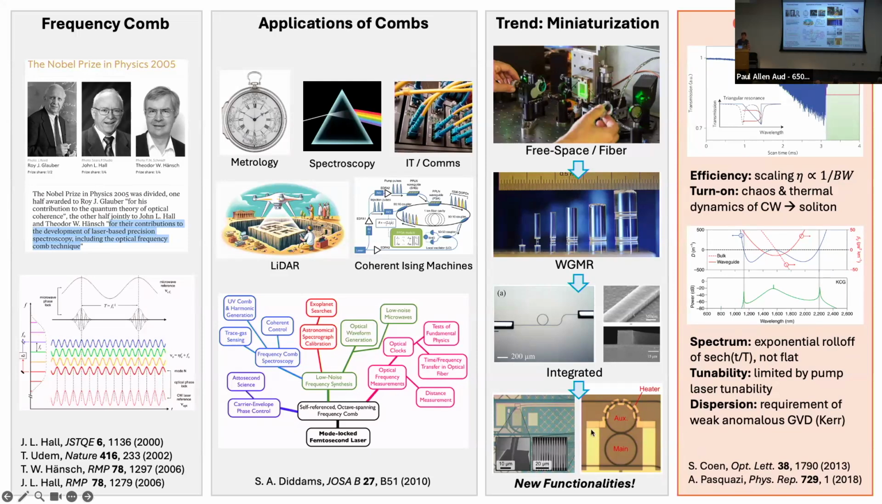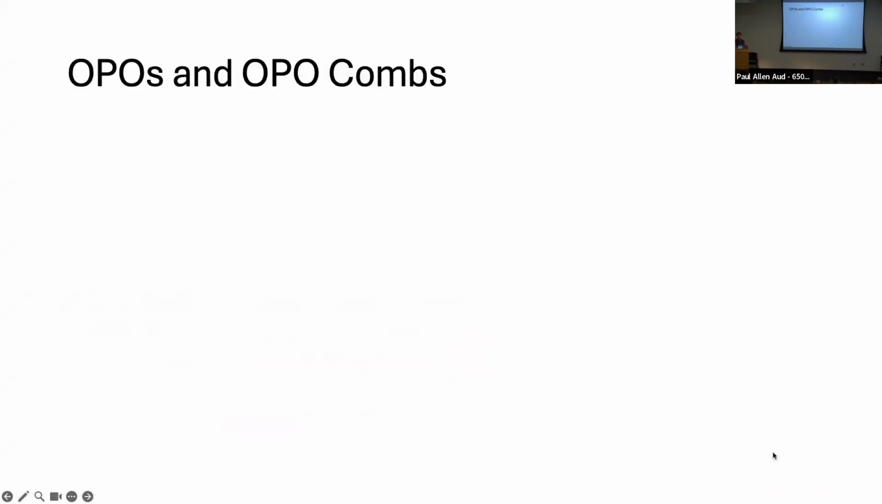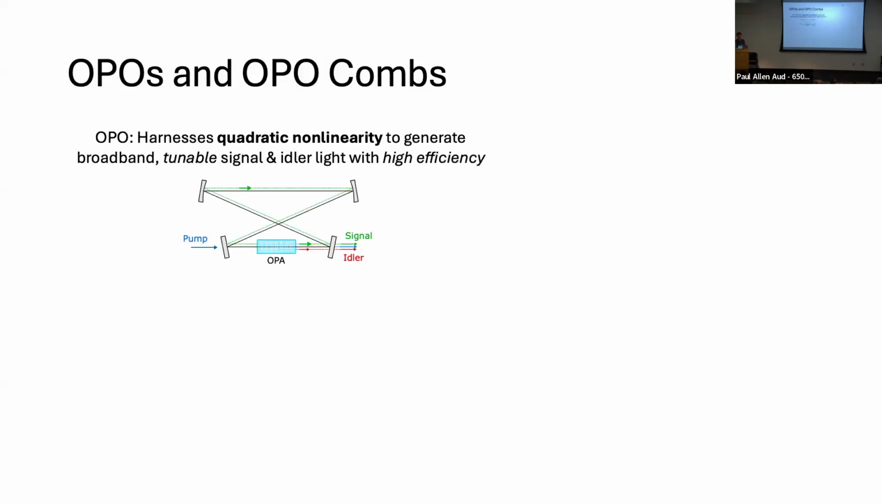Partly as a result of this miniaturization, people have discovered that there are a lot of challenges to making practical frequency combs. These include efficiency, turn-on dynamics, spectral flatness, tunability, and also dispersion. This motivates work into unconventional combs based on OPOs, where we're looking at the quadratic nonlinearity, or Chi2 nonlinearity. If you look at CW OPOs, it's already very nice because it's broadband, tunable, and works at high efficiency.